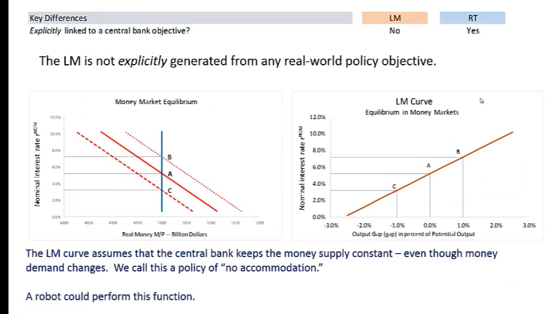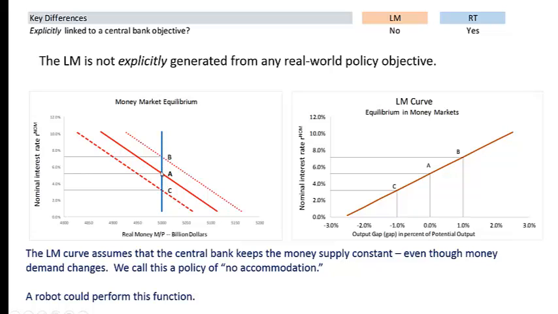But the thinking behind the LM curve is very different from the thinking behind the RT approach, and that's very important. The LM curve is not explicitly generated from any real-world policy objective. Instead, what did we do? We generated the LM curve by assuming that the central bank keeps the money supply fixed, and we showed that when output increased, money demand increased. We moved from a point like A to a point like B, and since the money supply was held constant, that meant that the interest rate had to rise.